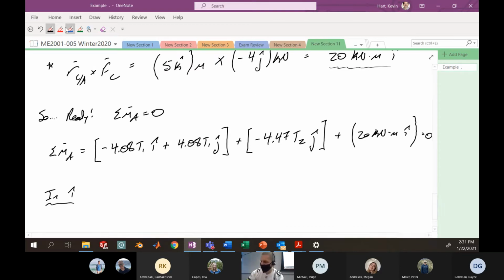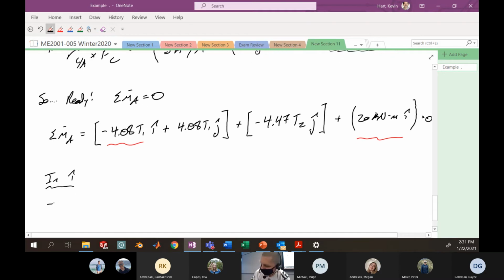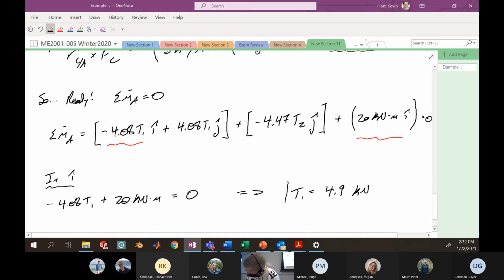Okay. In I hat, we sort of pick all our components off. So negative 4.08 T1 and 20 kilonewton meters in I hat. And that's all we really have to concern ourselves with. So here, negative 4.08 T1 plus 20 kilonewton meters equal to 0. Well, it's convenient. We only have one unknown here. So this, if you just calculate this out, it leaves us with a tension in rope number 1, just 4.9 kilonewtons. So that's nice.